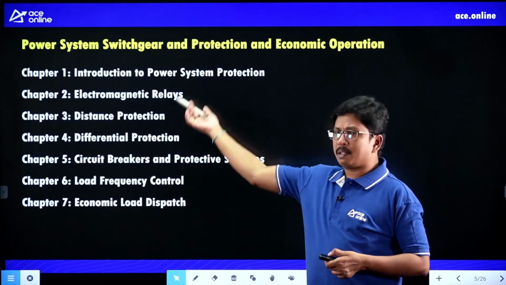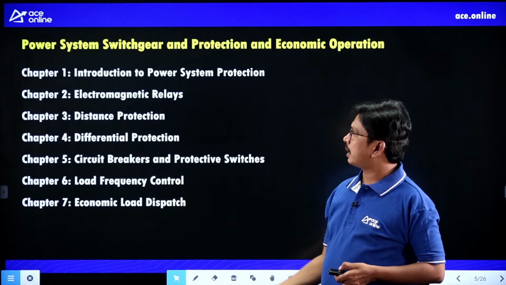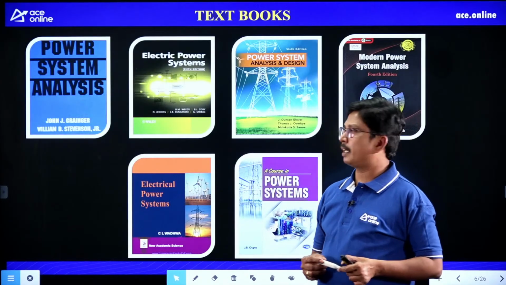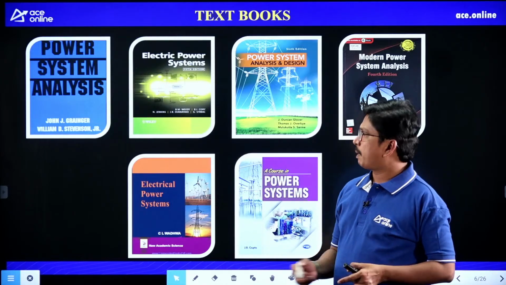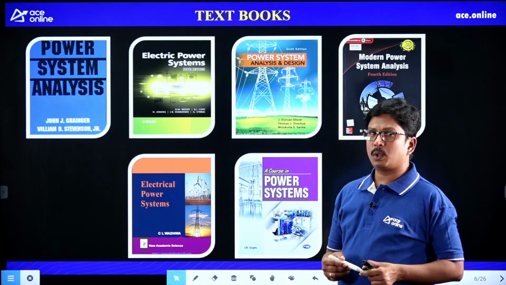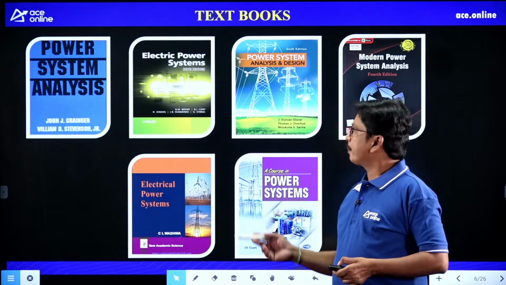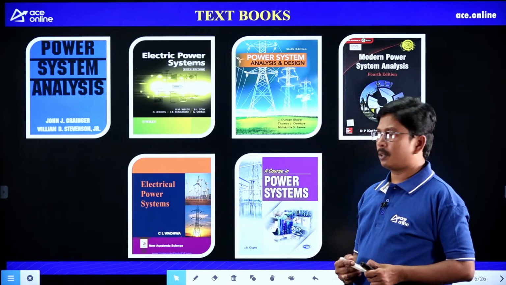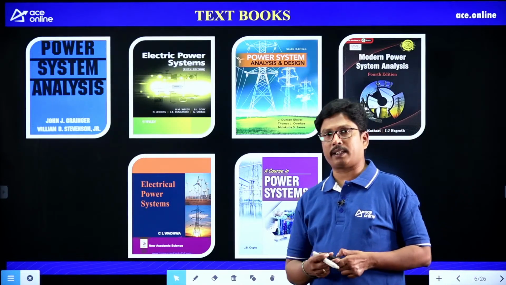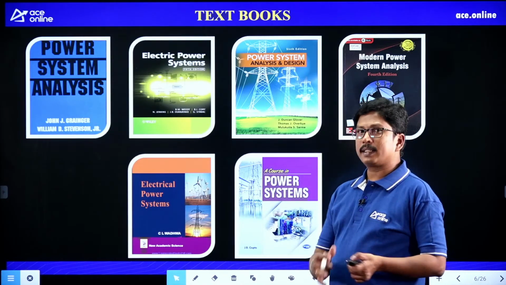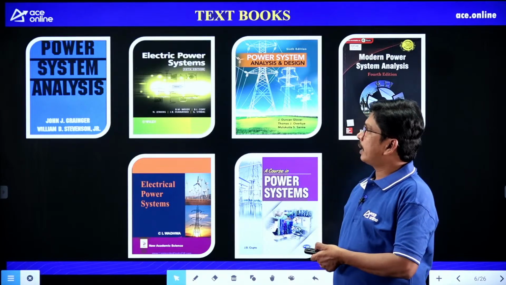After knowing the syllabus we have to know the textbooks. These are the preferable textbooks: Stevenson and Grainger, Electric Power Systems by Wiley Publications, Duncan Glover, Power System Analysis and Design, and Ashfaq Hussain and D.P. Kothari, and C.L. Wadhwa and J.B. Gupta for more question practice for local state government exams.